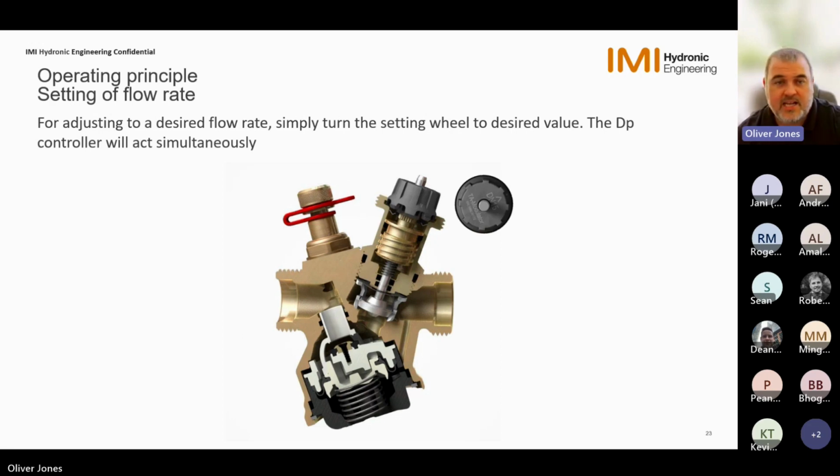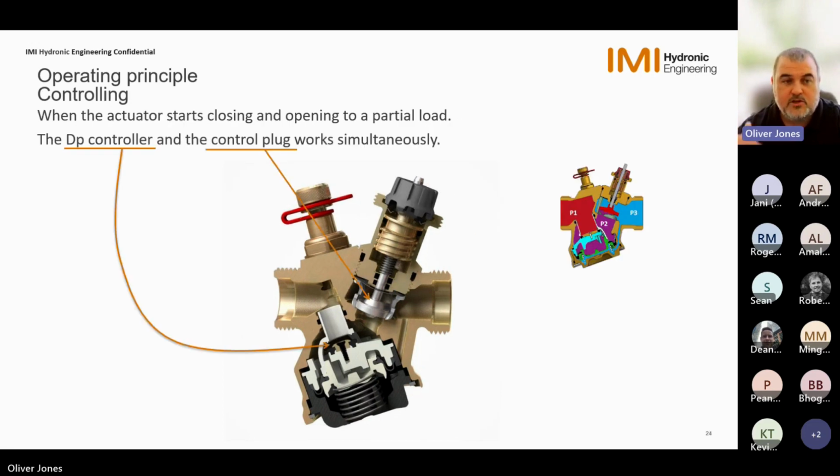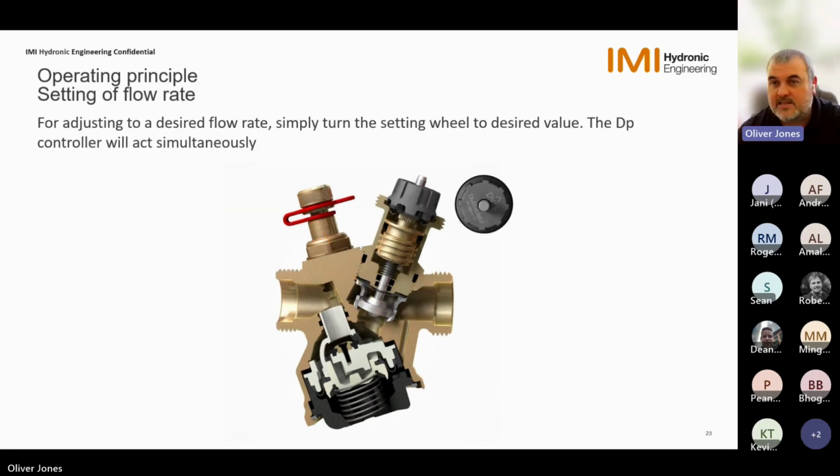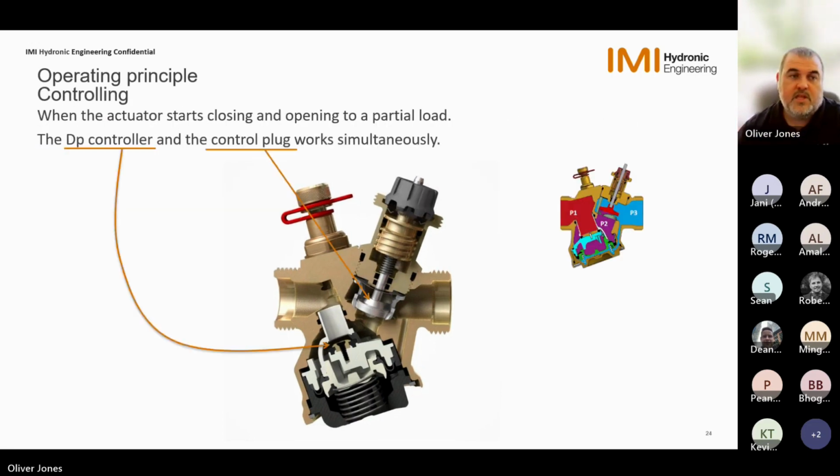But setting the valve mechanically, we're going to turn the hand wheel. So we'll turn that to our desired position, and that will adjust the control plug itself. As we do this, the DP controller, as you can see, will act simultaneously. And when the actuator starts working and closing and opening to a partial load, both work in a simultaneous way to achieve our flow rate across the valve.